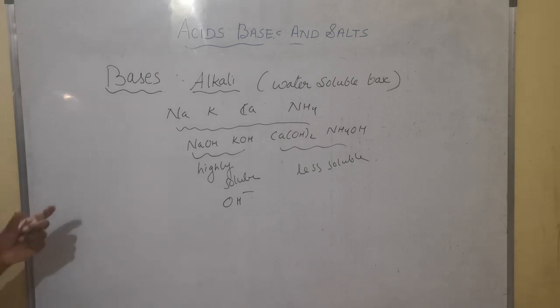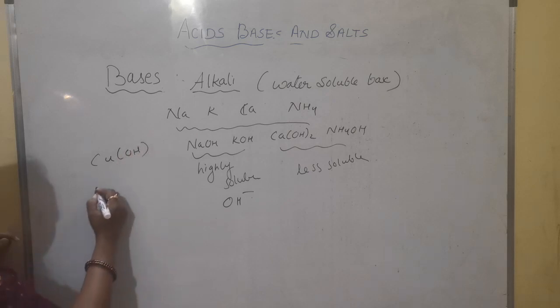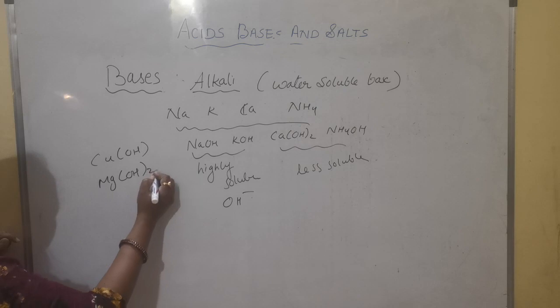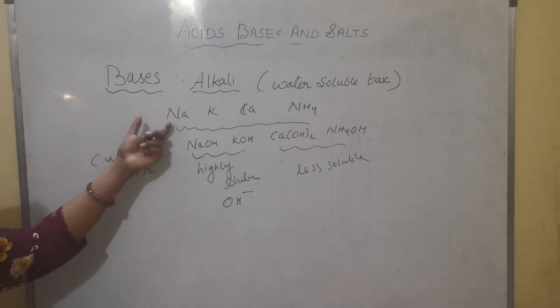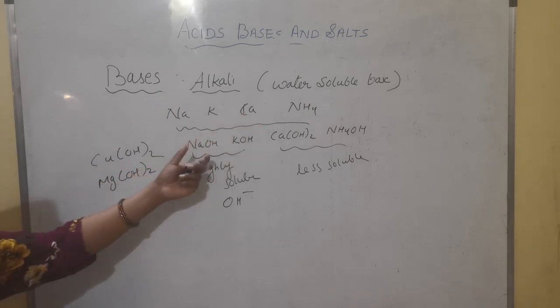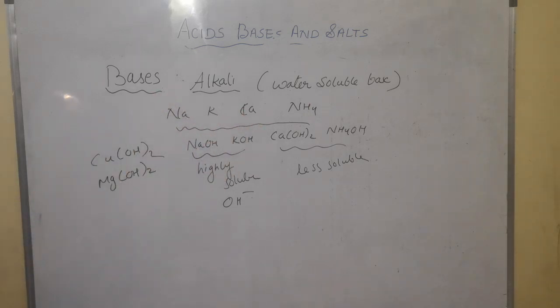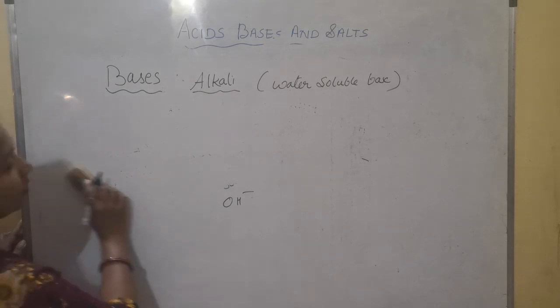Say it is CuOH twice, MgOH twice, any other bases, they all are insoluble. So that is why these four are called alkalis. Water soluble bases are called alkalis. So we can say that all alkalis are bases.